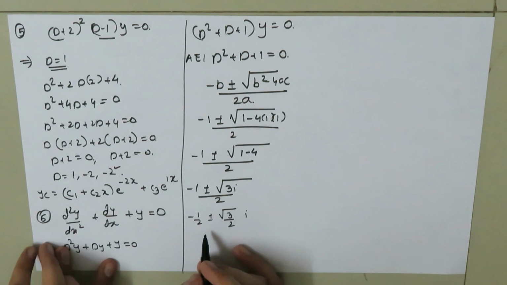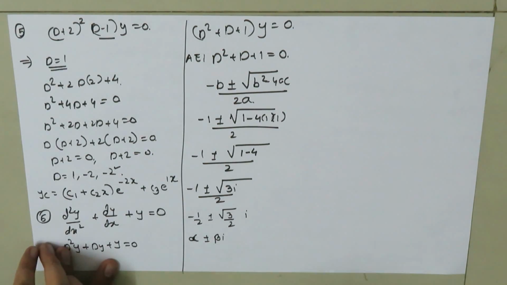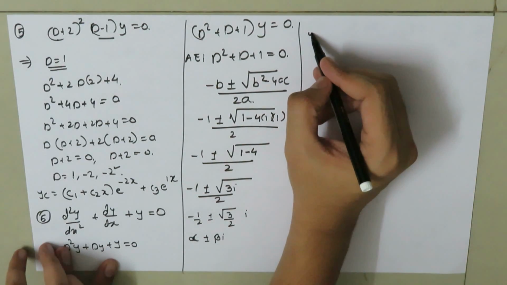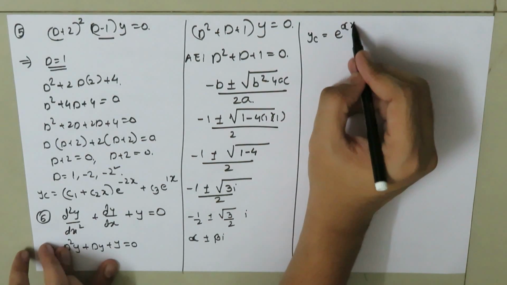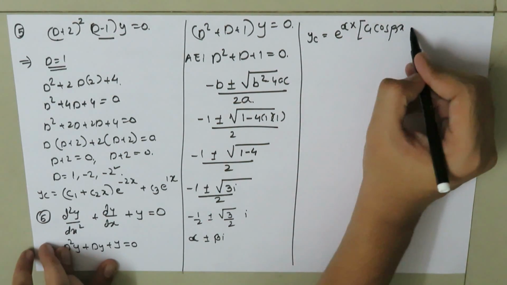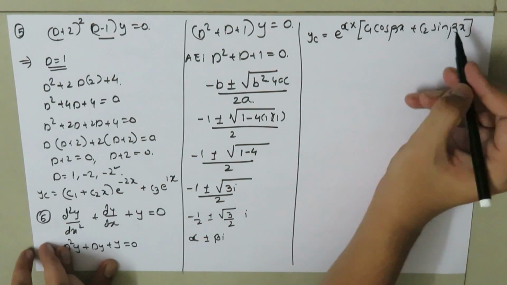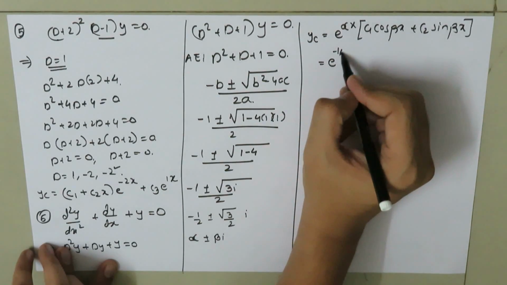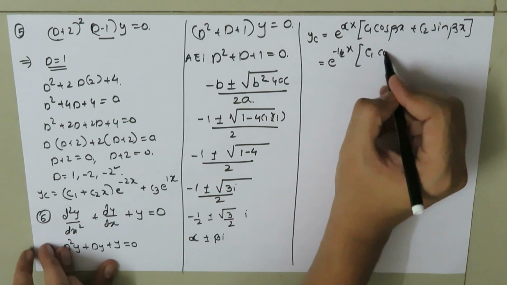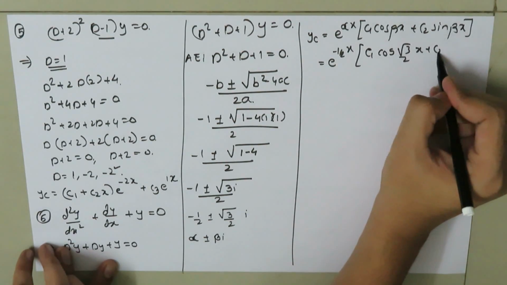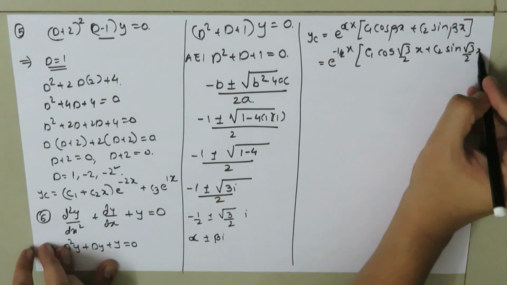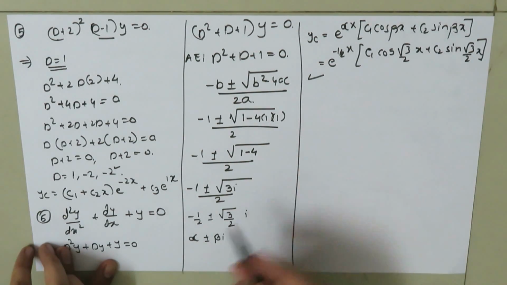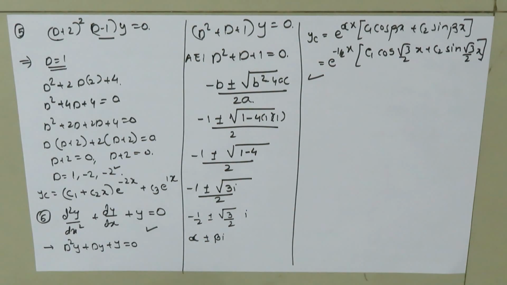So this is in the form of alpha plus or minus i times beta, and for this the complementary function yc will be equal to e to the power alpha x times (c1 cos of beta x plus c2 sin of beta x), which will be equal to e to the power negative 1 by 2 x times (c1 cos of root 3 by 2 x plus c2 sin of root 3 by 2 x). So this is the complementary function for the given differential equation. So this was all the information regarding how to find the complementary function for nth order linear homogeneous differential equations, and thank you for watching this video.